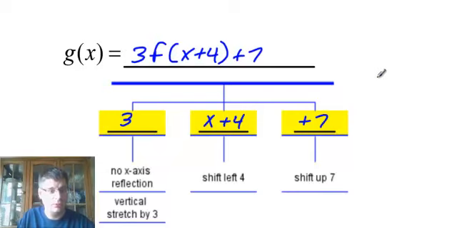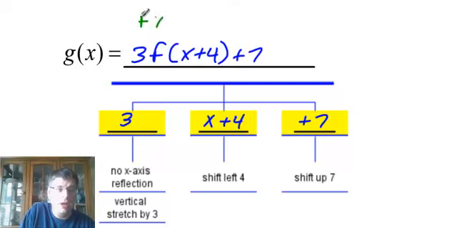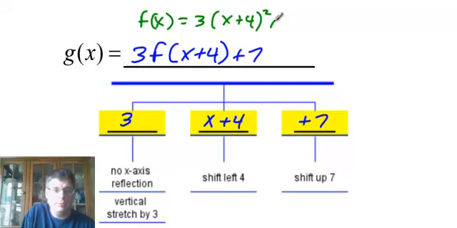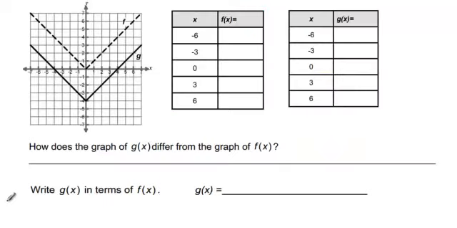So here you go. Your a is 3. Your quantity is x plus 4, so your h value has to be negative 4. And up 7 means your k is 7. And then you can pick any old parent function to fit that into. So for instance, if I wanted to do a quadratic, I could just do f of x equals 3 times the quantity x plus 4 squared, plus 7, and that would work just fine.